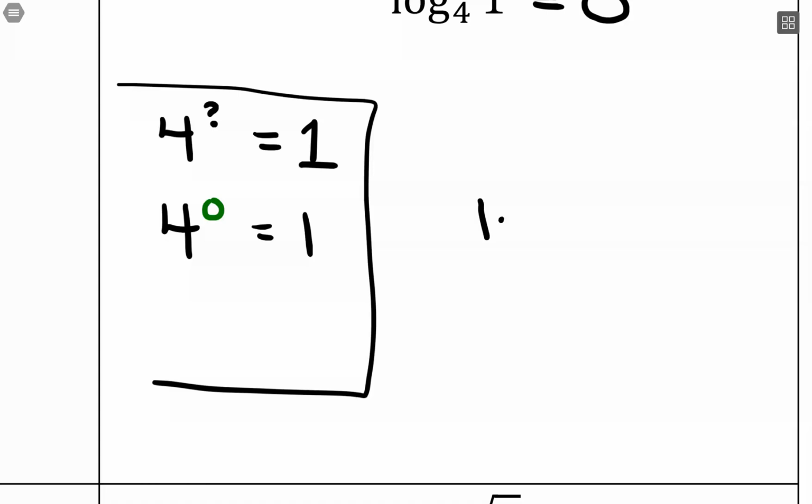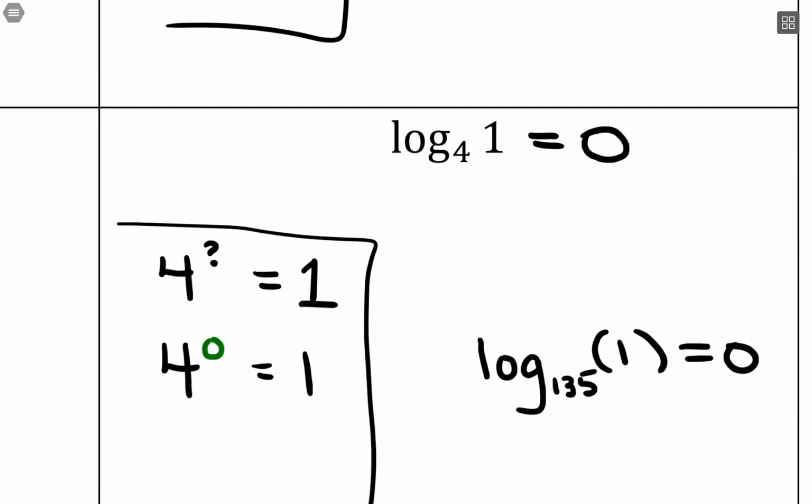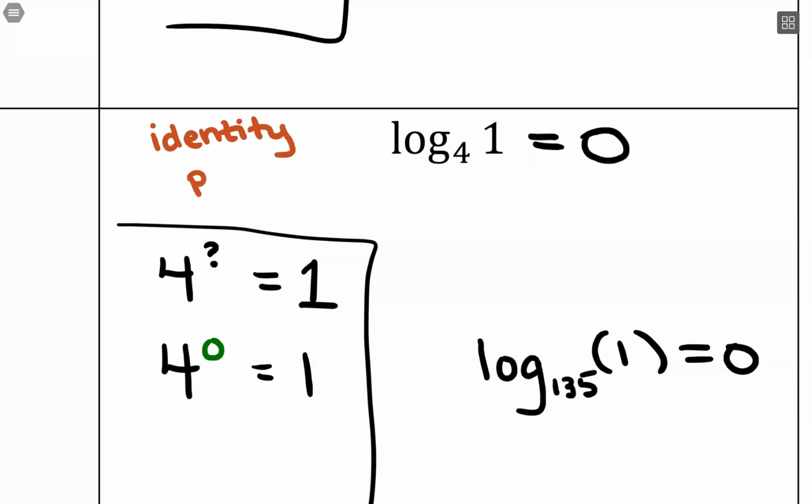So let's say I change this a little bit and said take the logarithm base 135 of 1. Well, if I'm thinking 135 to what exponent is equal to 1, that's just 0. Even though I have this super complicated big base there, if I'm getting 1 out, then it has to be an exponent of 0. So these two values are going to tie together. And we'll talk about this again as well with the logarithm properties, but this is going to be an identity property. So we'll have this connection between value of 1 and exponent of 0.